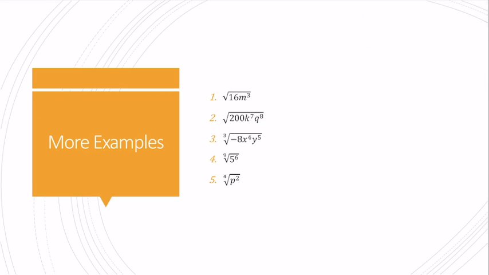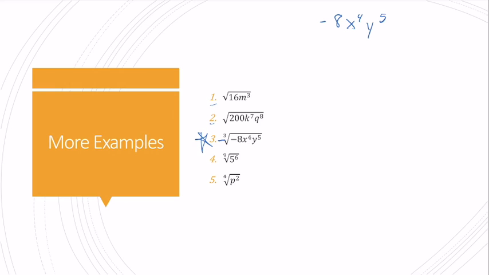Okay, we think we're ready to conquer one more. Let's take a look at example number 3. Now it's different. Now I'm finding the cube root of negative 8x to the 4th, y to the 5th. So instead of collecting groups of 2 like we did in examples 1 and 2, now we're collecting groupings of 3. So what do I have? I have negative 8x to the 4th, y to the 5th.